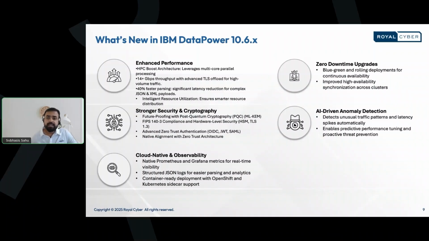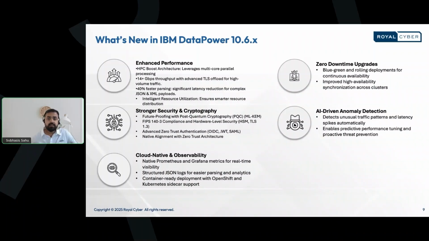And AI-driven anomaly detection. This is the latest feature of DataPower, wherein it detects any unusual traffic patterns, latency spikes in traffic, or the bottlenecking of any particular service or application. Each of these differences in the patterns is monitored in real time, easily detected, and action can be taken. So what we're trying to do here is reduce the MTTR and MTTD, mean time to react and mean time to detect.